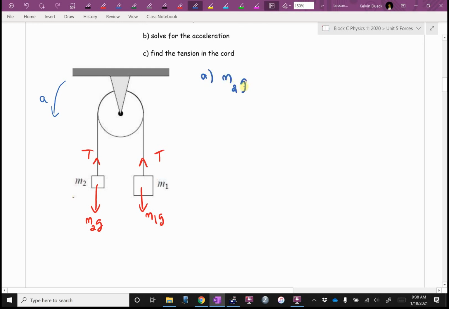Winner. This tension here, winner or loser? Loser. And again, you might be tempted to make this other tension a loser because it's pointing up. But if you follow it, when it gets to this side, I think it's pointing down. I think it's a winner plus. And this M1G, you might be tempted to let it be a winner plus because it's pointing down. But if you follow it, I think when it gets to this side, it ends up pointing up. It's a loser, minus.